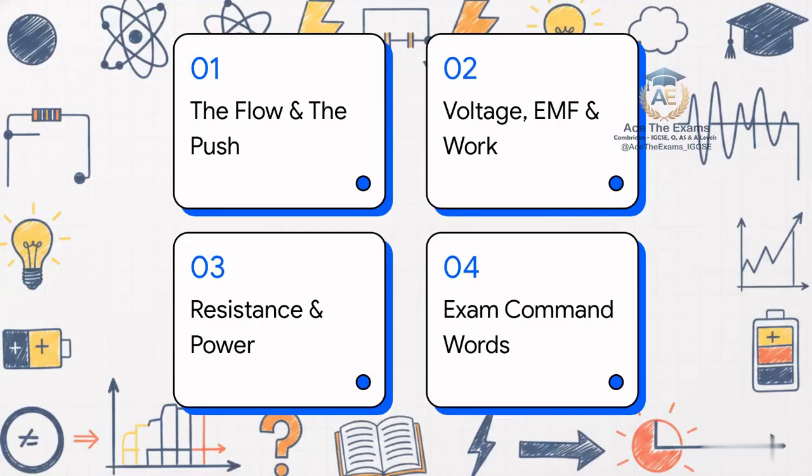Here is our blueprint for today's session. First, the flow and the push, getting into the realities of current. Second, voltage, EMF, and work. Third, resistance and power. And finally, Section 4, mastering exam command words. This last section is absolutely crucial, folks. It's the secret sauce that takes you from a C grade to an A star. Let's get right into it.